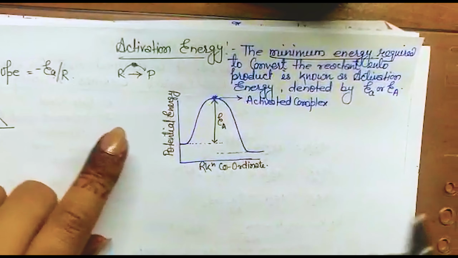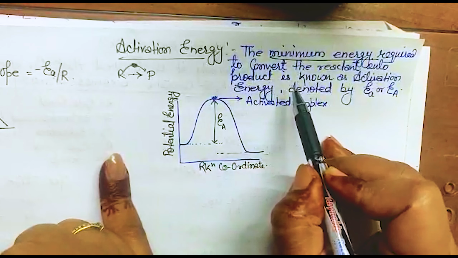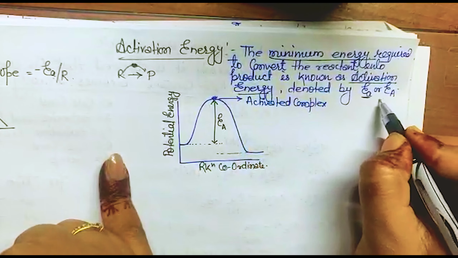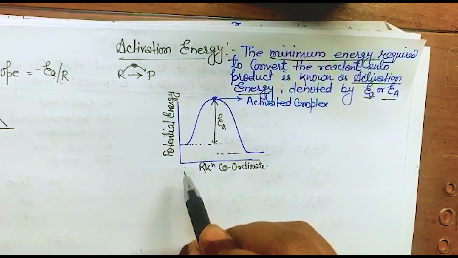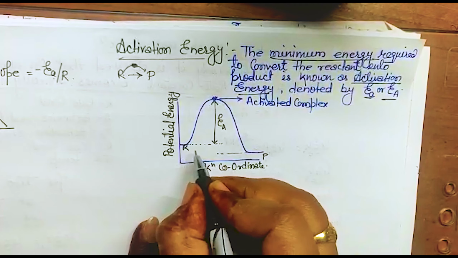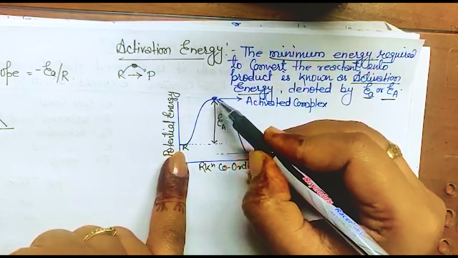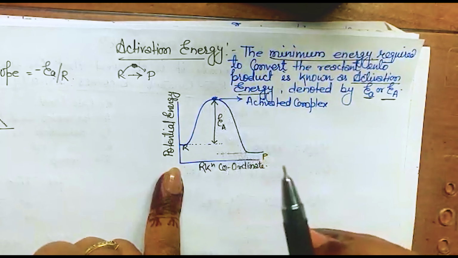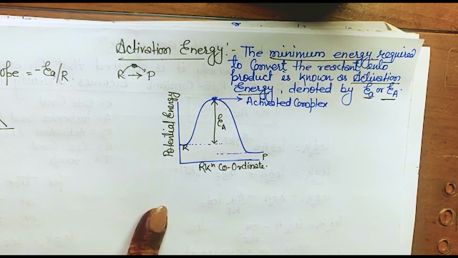Let's do it with the graph. The minimum energy required to convert the reactant into the product is known as activation energy, and it is denoted by EA like this. If we plot a graph between the potential energy and the reaction coordinate, this is the reactant and this is the product. It goes from this to this. After this point, if we increase the energy by a nano unit, it changes to the product. Even if you change a little bit, it will convert into the product.